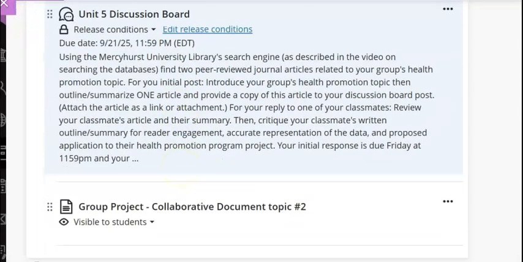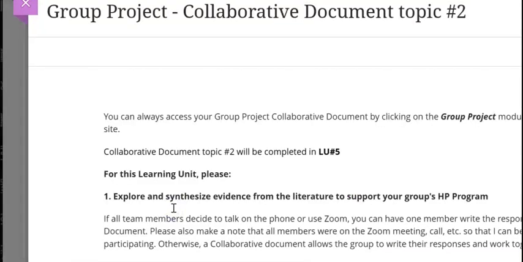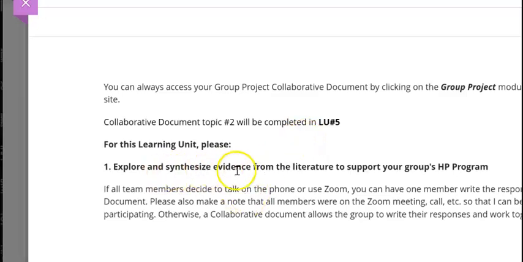And finally, which goes along with it as well, you're going to be doing your collaborative document, but this time topic number 2. We started last week with topic number 1. For this topic, you're going to explore and synthesize the evidence from the literature to support your group's health promotion program. So it's very similar to what you did for your discussion board. I don't have you going all over the place. You're really working towards your health promotion project, but you're learning a foundation of information about health promotion.